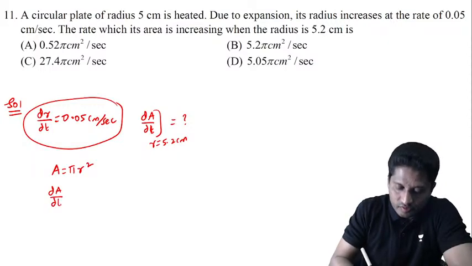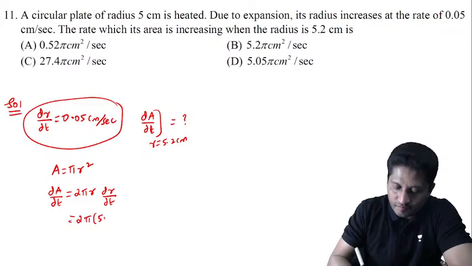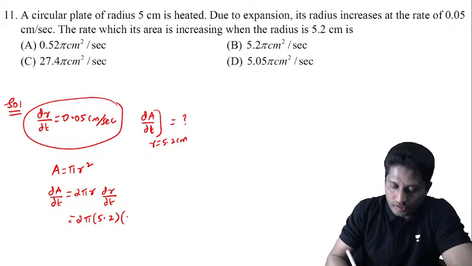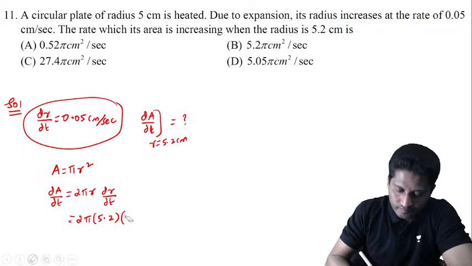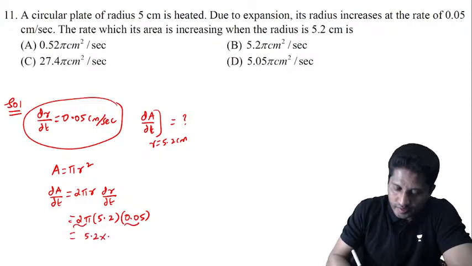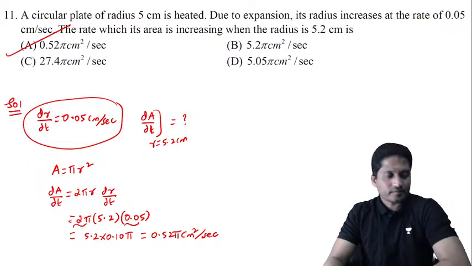dA by dt is equal to 2 pi r into dr by dt. So this is 2 pi, radius is equal to 5.2 and dr by dt is equal to 0.05. If I multiply this 0.05 into 2, this is 0.52 pi centimeter square per second. Answer is option A. Okay, question number 12.